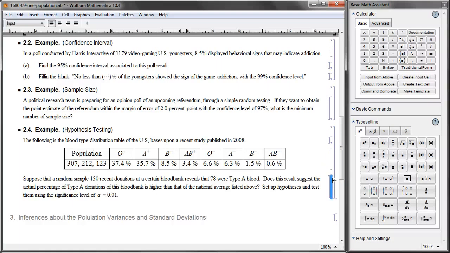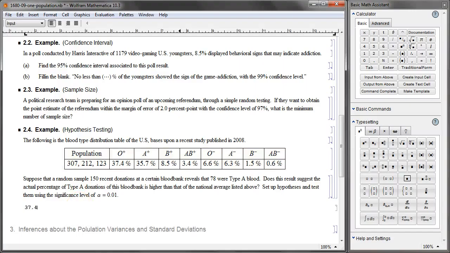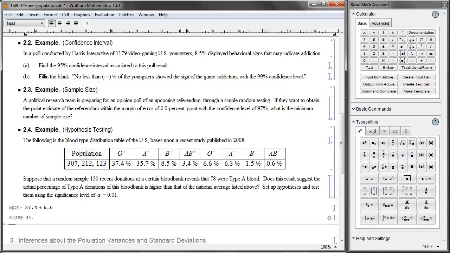Now, you can set up a similar kind of problem with this table. For example, let's see, what is 37.4 plus 6.6? There should be about 44% of O type bloods. Excuse me. The national average proportion of O type blood is about 44% according to this table.